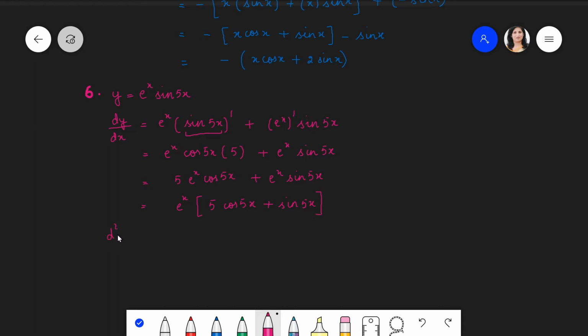Now the second order derivative. You can see on the left side we get d2y by dx square. On the right side the function has variable x, so we can write down the product rule here. Exponential function into derivative of the function in the brackets plus derivative of exponential function into 5 cos 5x plus sin 5x.